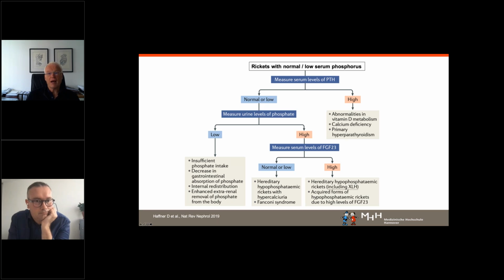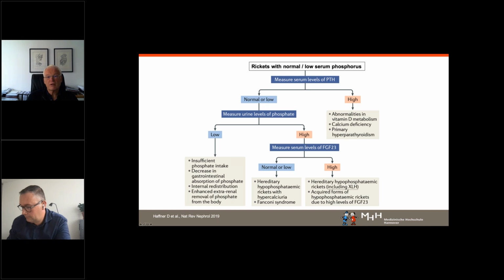So coming back to the other forms, we excluded those forms with high PTH. We're coming to those forms where we have low phosphate due to low phosphate intake. This is a nice pitfall to appreciate always. If you have low levels of phosphate in urine, then the low serum phosphate levels are not due to a phosphate leakage in the kidneys, but rather due to low phosphate intake. Those patients may have short bowel, or you may have an enhanced extrarenal removal of phosphate from the body, for example, phosphate binders and something like that. So this also has to be excluded.